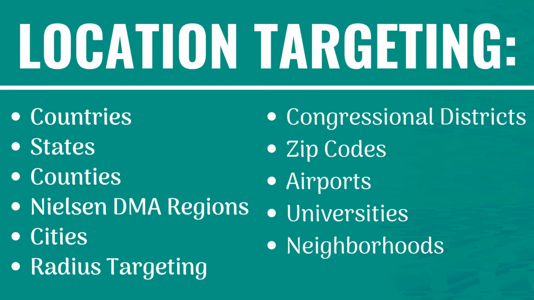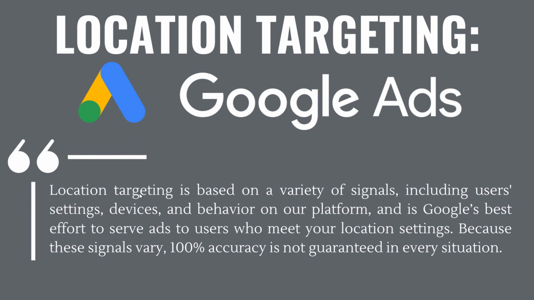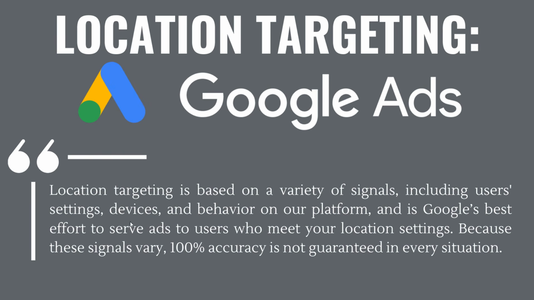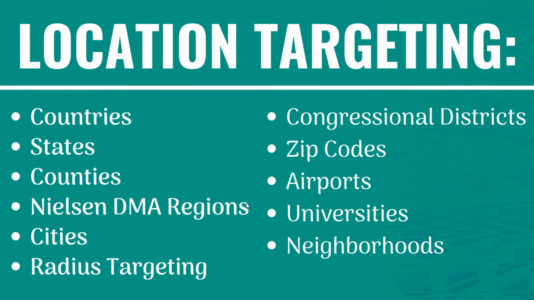Now the last and final thing is Google Ads says, location targeting is based on a variety of signals, including users' settings, devices, and behavior on our platform, and is Google's best effort to serve ads to users who meet your location settings. Because these signals vary, 100% accuracy is not guaranteed in every situation. So if you're targeting a specific county, Google Ads does their absolute best using people's settings, devices, behavior to understand where they're located. If they don't have a perfect location and they haven't updated the location yet, there is a chance your ads show outside of the locations where you're targeting. But for the most part, you're going to be targeting people who have a presence in your location.